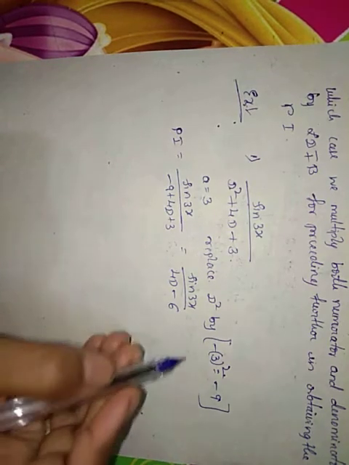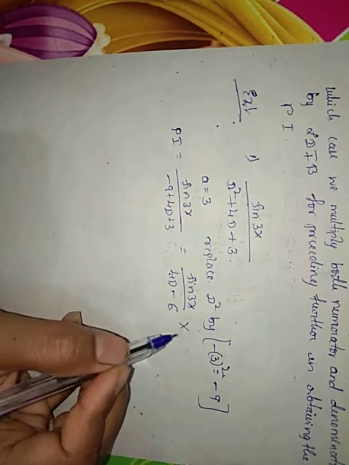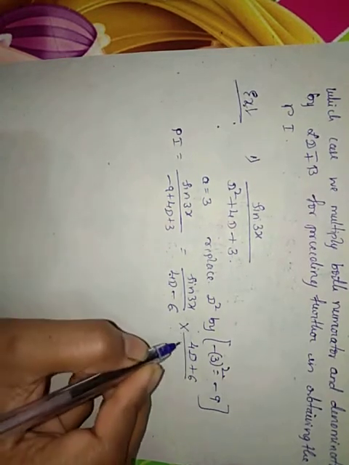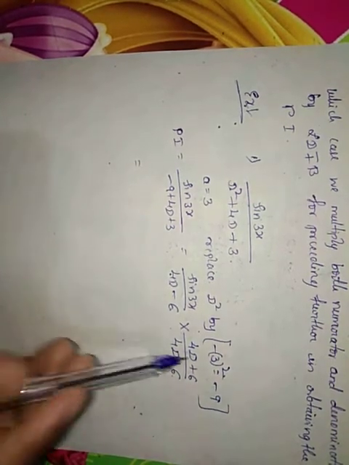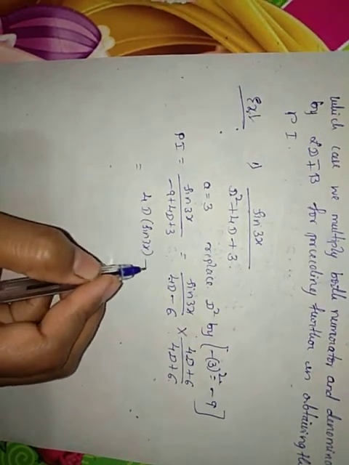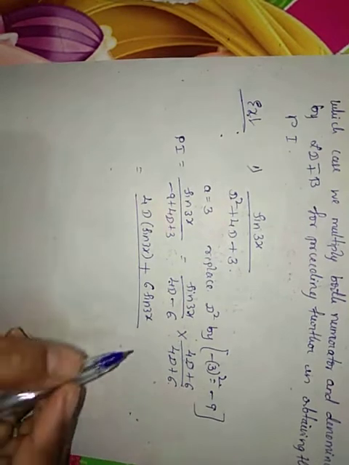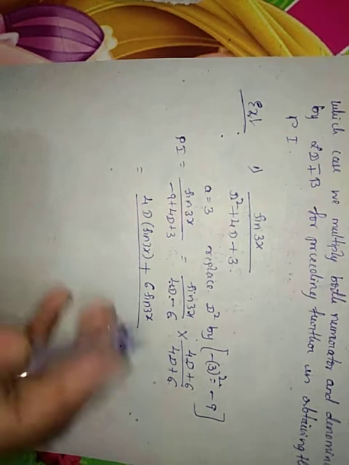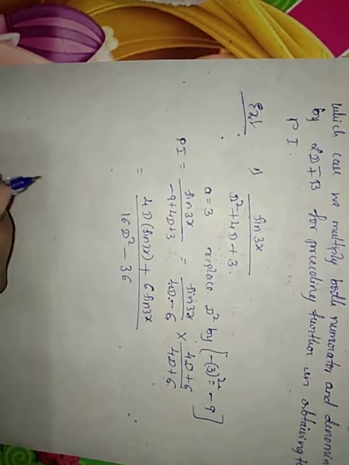Clear? Now we have to have the form alpha D minus beta. Multiply both numerator and denominator by alpha D plus beta, meaning 4D plus 6. Now we take the multiplication: 4D sin 3x plus 6 sin 3x, whole divided by (a minus b)(a plus b), which is a squared minus b squared. A squared is 16D squared, minus b squared is 36.